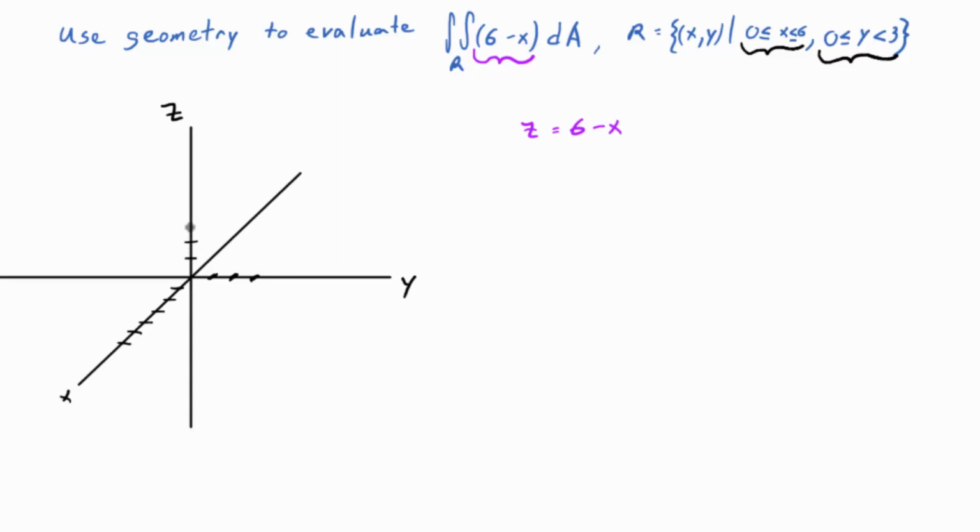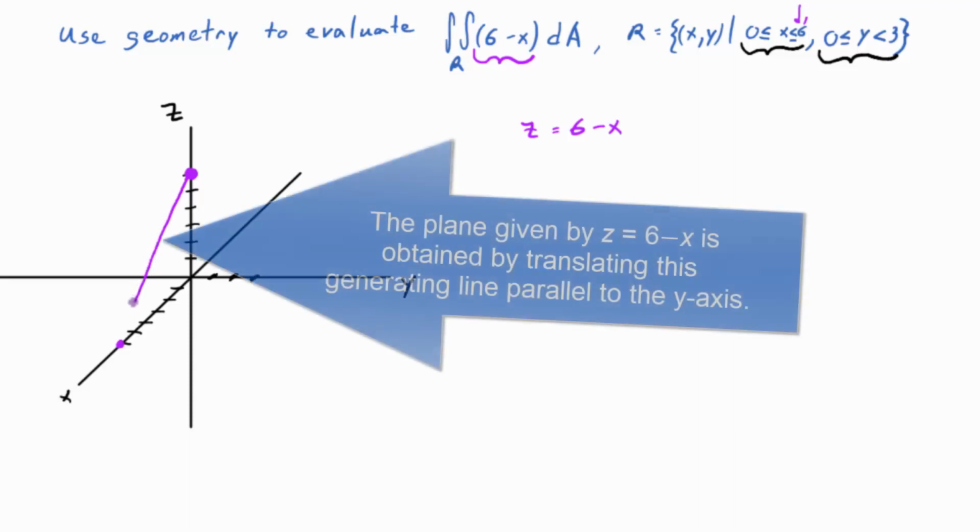So 1, 2, 3, 4, 5, 6. So I'll plot that one. And then what would the x-intercept be if you plug in 0 for z? So that's why I came out there also, because it said x goes from 0 to 6. The generating line and the plane go on forever and ever, but that's all I'm going to need to draw for this because of the given limits on x.